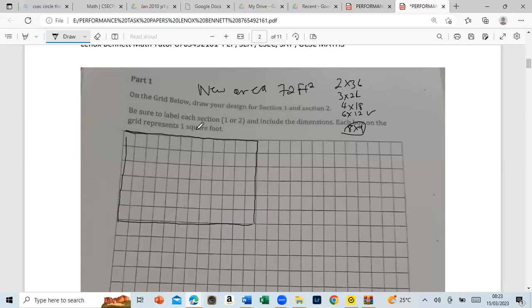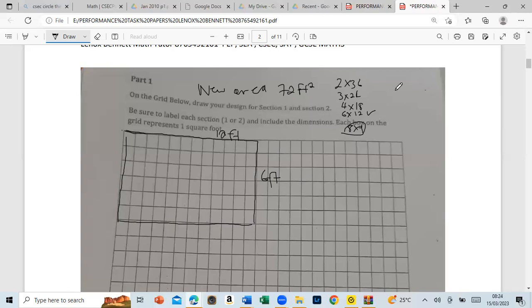Alright, so we have this. So the length is 12 and this is 6. Remember the unit is feet, so we complete one of them. So it's 12 feet by 6 and that gives us 72. Alright, let's look at the next one now.